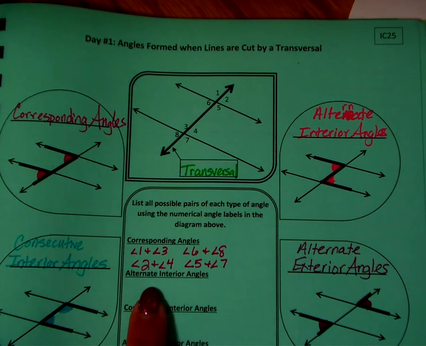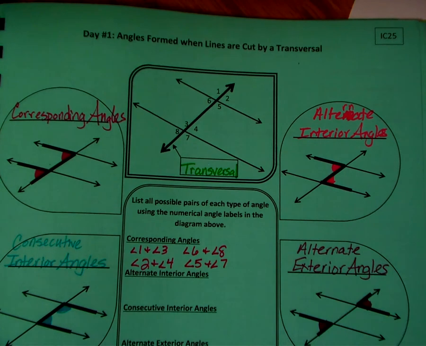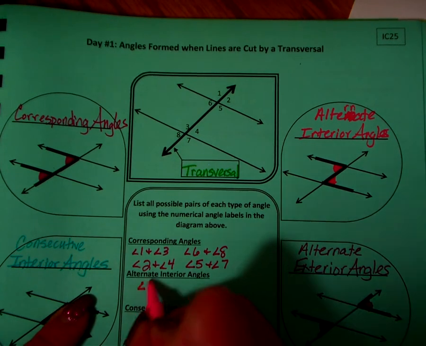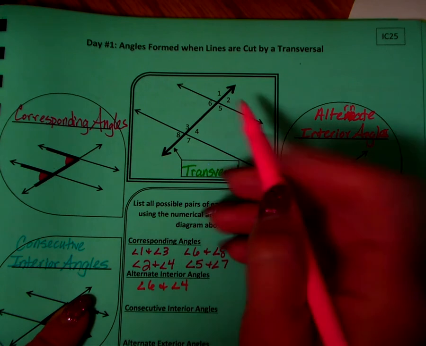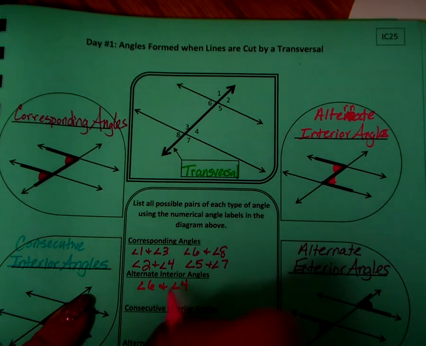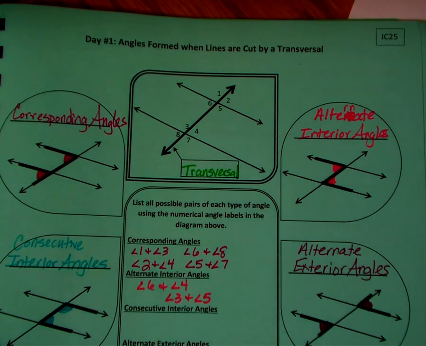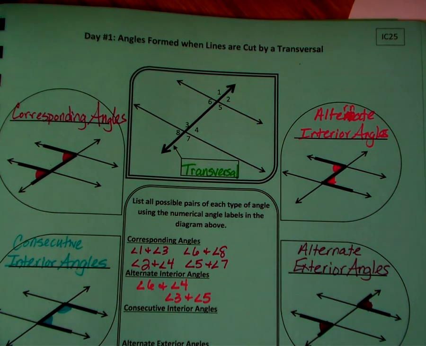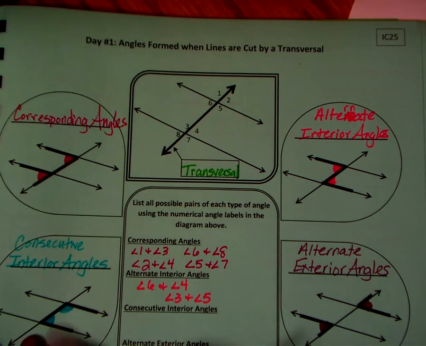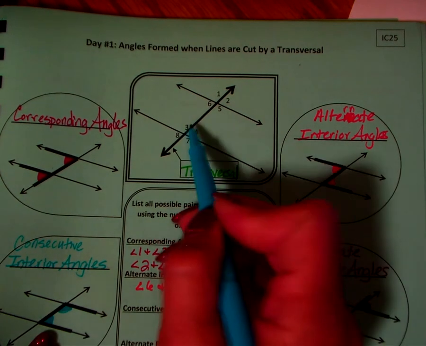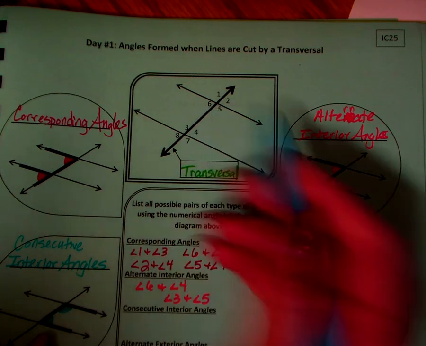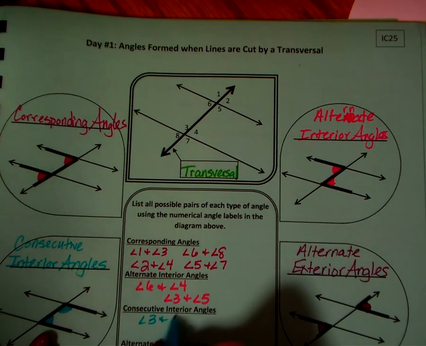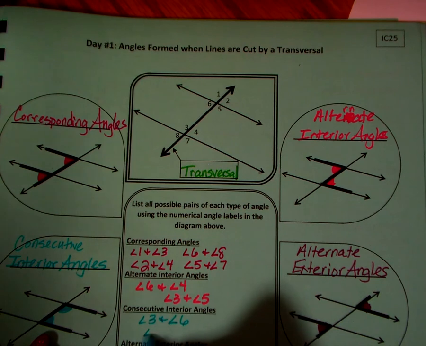Okay, and then we've got, next it asks for the alternate interior angles. So that would be angle 6 and angle 4. Inside we have 6 and 4, and we also have angle 3 and angle 5. Okay, then we have next it asks for consecutive interior. So again, consecutive is basically next to each other. So consecutive interior here would be angles 3 and 6. Okay, and also angles 4 and 5.